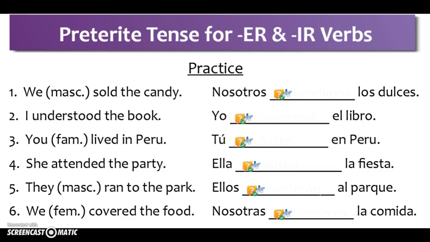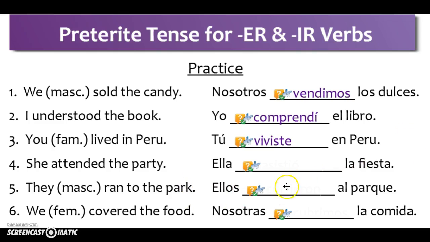Now let's practice those review questions with a little conjugation. We sold the candy. Nosotros vendimos los dulces. An ER verb, but an imos conjugation in the preterite tense. I understood the book. Yo comprendí el libro. Pardon that siren. Yo comprendí el libro. I understood the book. You familiar lived in Peru. Tú viviste en Perú.